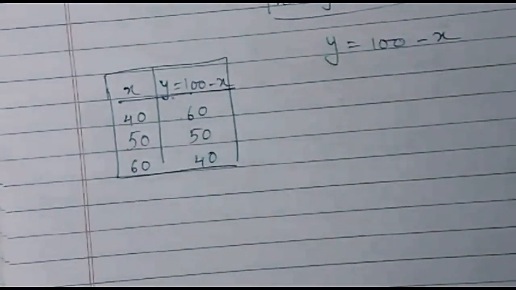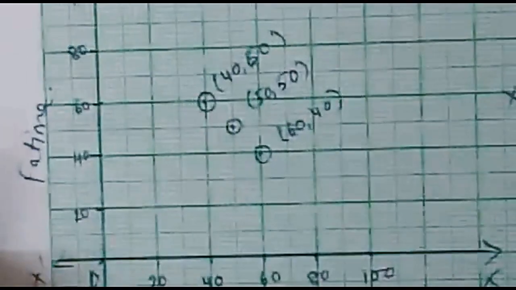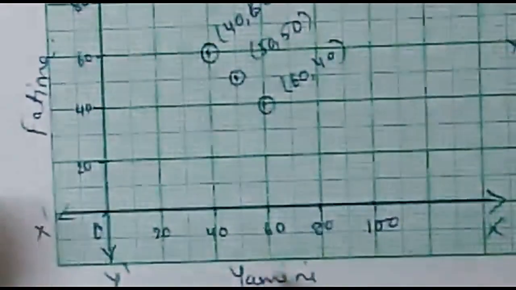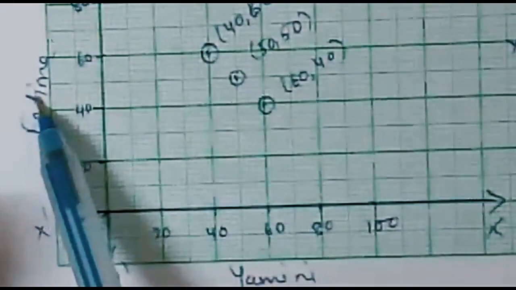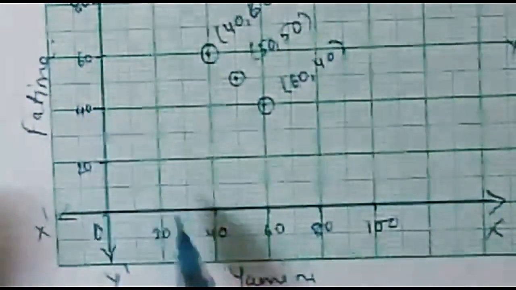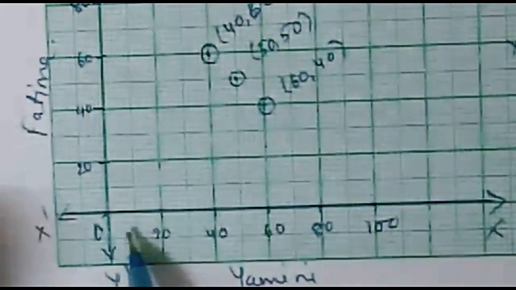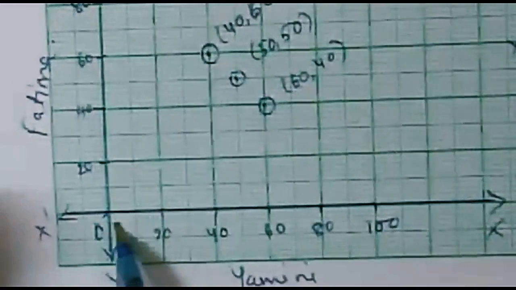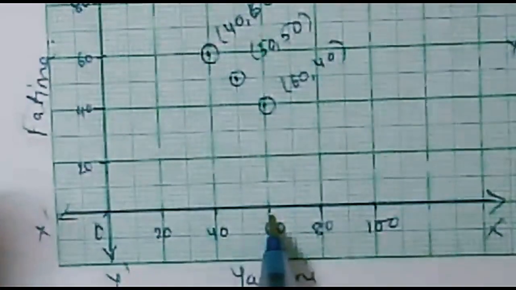So let us plot these points on the graph paper. Now you can see here I have drawn x-axis and y-axis. On x-axis I have written Yamini. On y-axis it is Fatima, because we have taken the money contributed by Fatima as ₹y. Okay, here I have taken 1 centimeter is equal to 20 units. If you want you can take gap of 10 unit also, right?